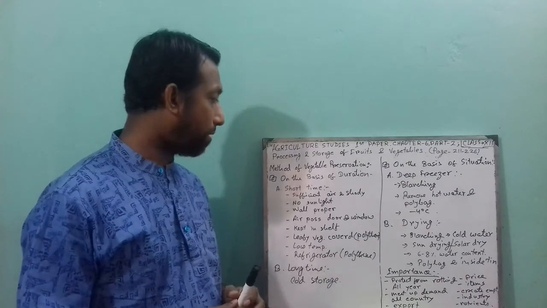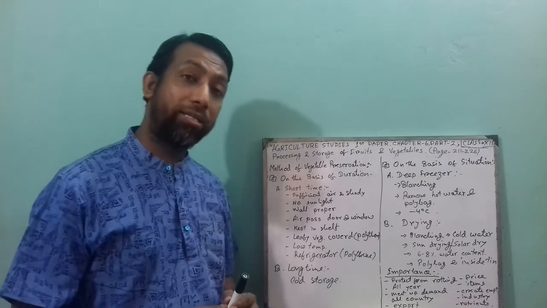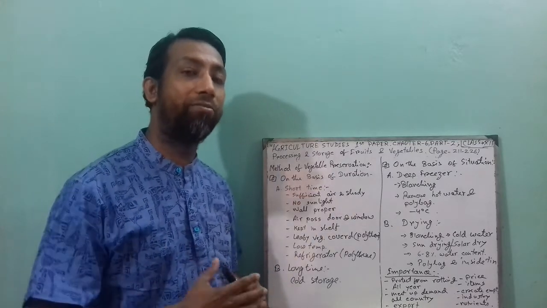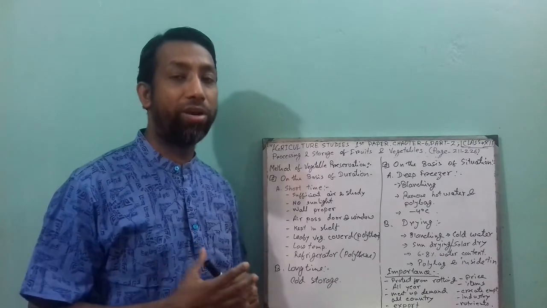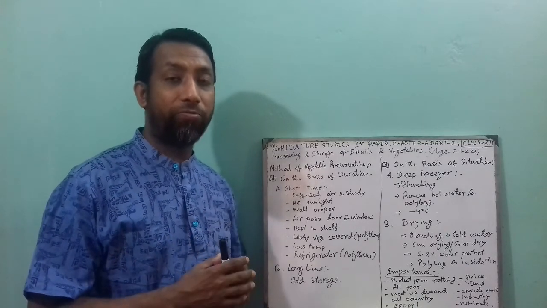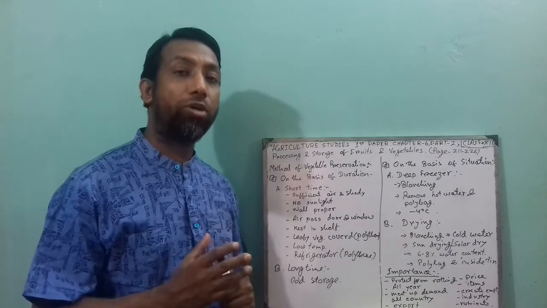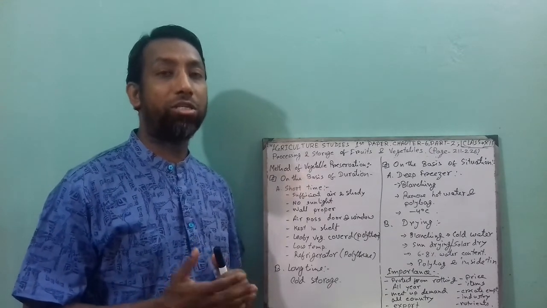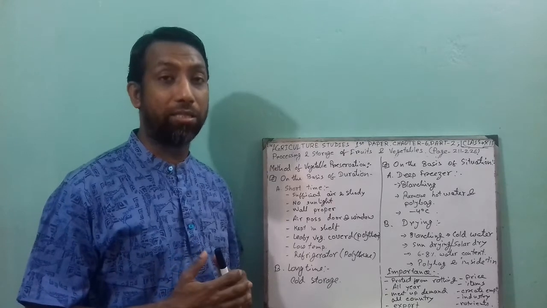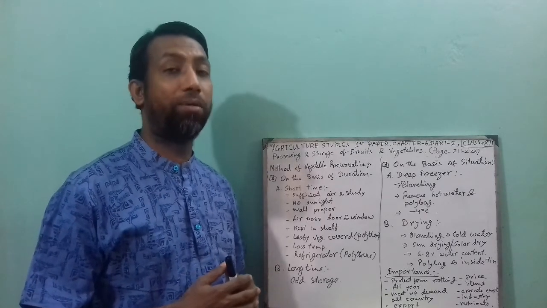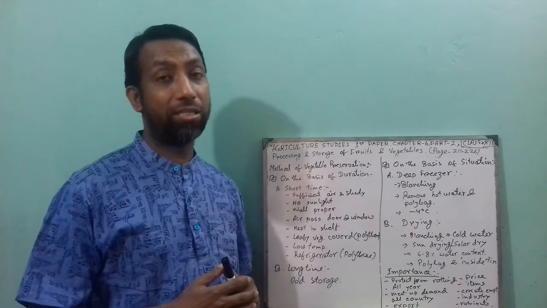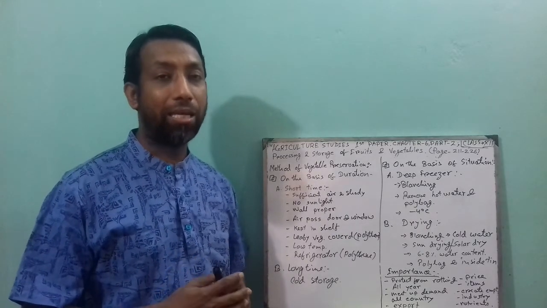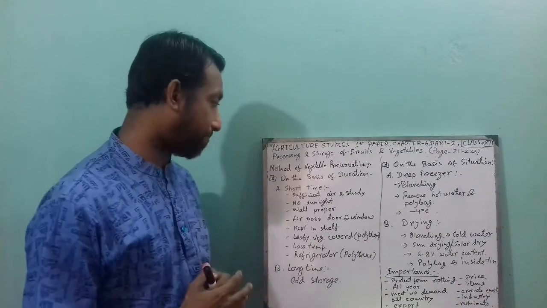Today's topic is methods of vegetable preservation. How can you preserve the vegetable? Because we know very well vegetable is very fresh, soft and succulent. It cannot be preserved for a long time without any process. So we have to follow some process to preserve this vegetable, might be short time, might be long time. Let's see how we could explain this process.